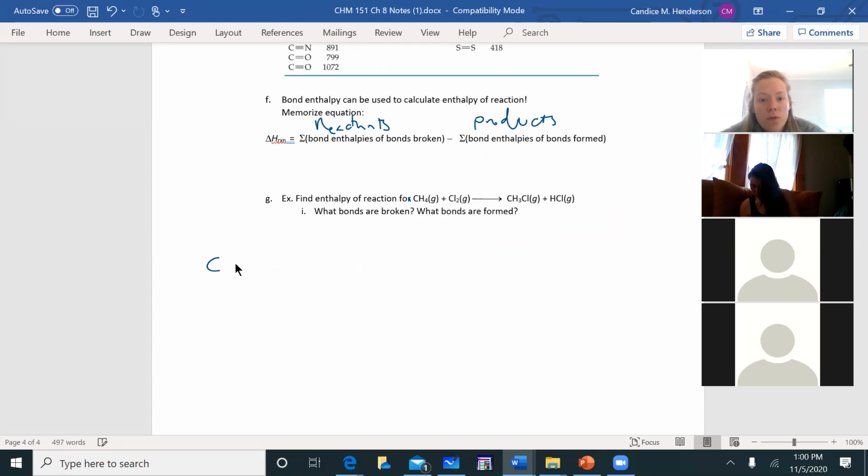So I've got CH4, so that's going to look like this. It's methane. Oh, come on, H. Plus our Cl2. So you've got to actually draw the structure. So we've got Cl and it's bonded to itself. I'm going to put some lone pairs around there. And then we end up forming CH3Cl. Carbon likes to go in the center. The H's are going to be on the side.